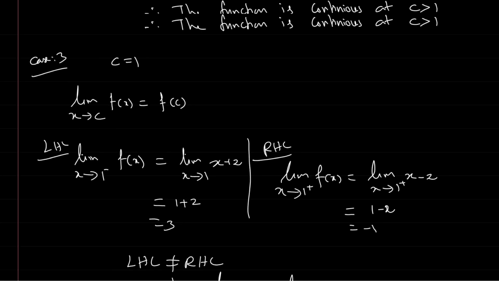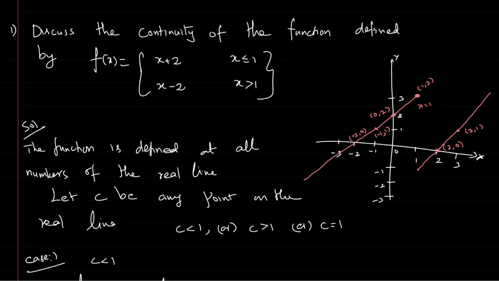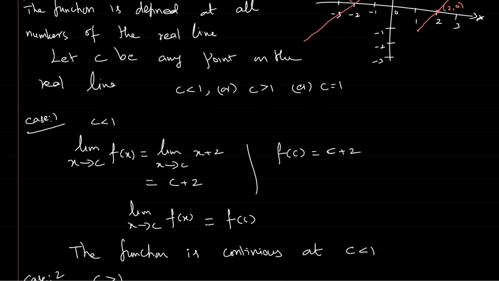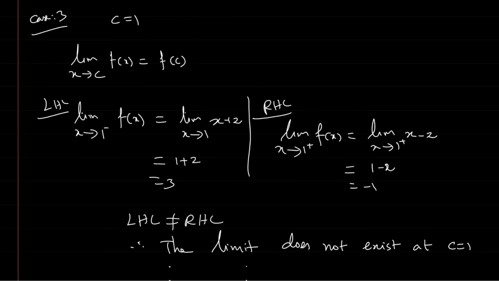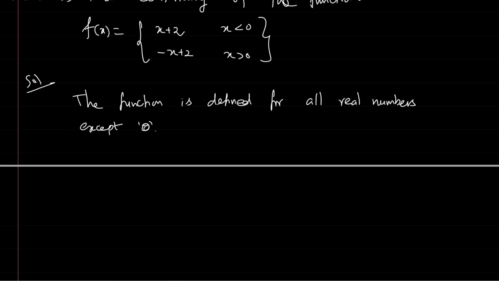But in the previous problem, if you see, the function is defined for less than or equal to 1 and greater than 1. Therefore it is defined at all numbers. But see here, in this problem it is defined for all real numbers but except 0.